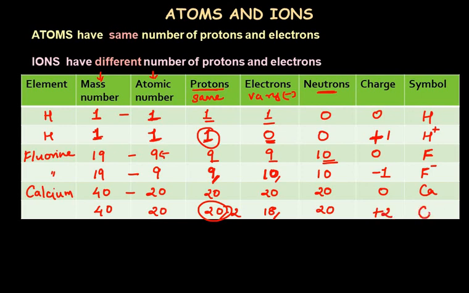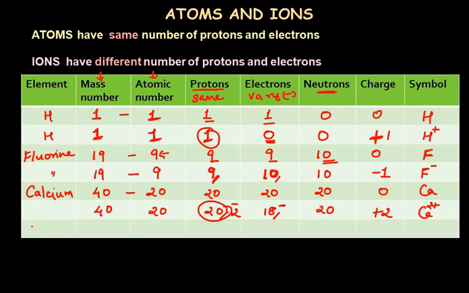So what's the symbol of the calcium ion? It's Ca2+. That's the symbol of a calcium ion, where the charge is written on the top of the symbol of the element, and the charge is given by the difference in the number of protons and electrons. So if protons are more, it's a positive charge; if electrons are more, it's a negative charge.